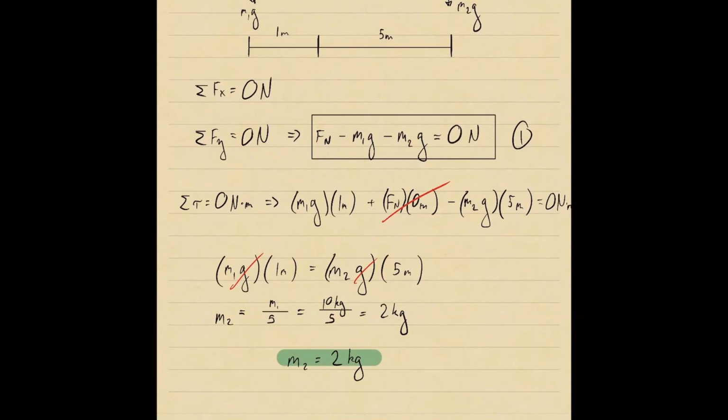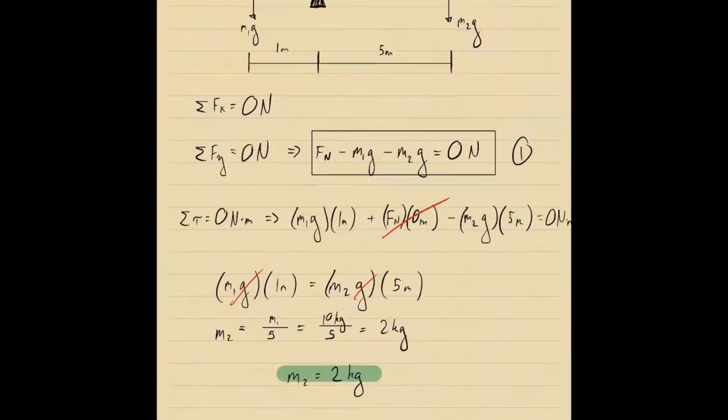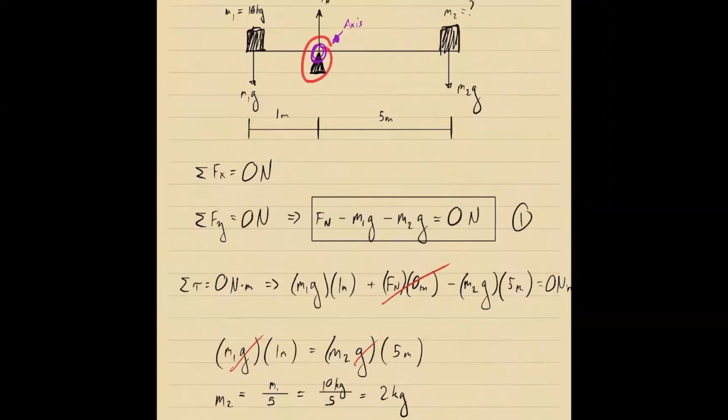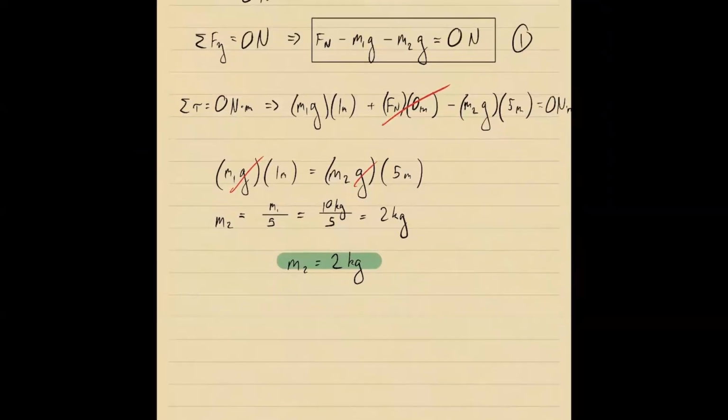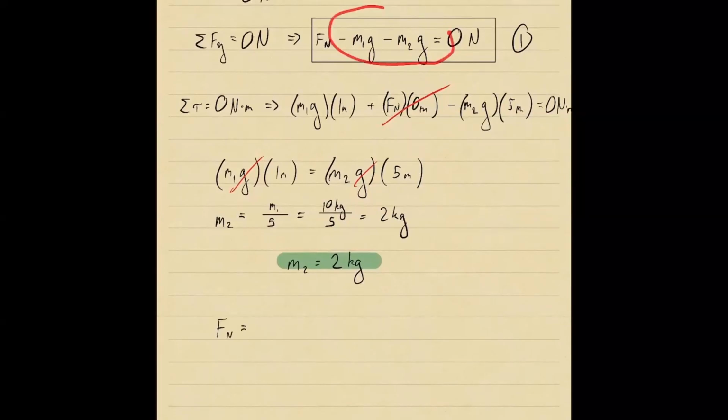But now that we know that, we can take this newfound information and plug it in here, and we can use equation 1 to solve for the normal force of our support pushing up on this board to make sure it doesn't fall down. So I'm going to rewrite equation 1 here. So we have the normal force is equal to, now I'm going to bring both of these to the other side, m1 times g plus m2 times g, where now I'm just factoring g out.